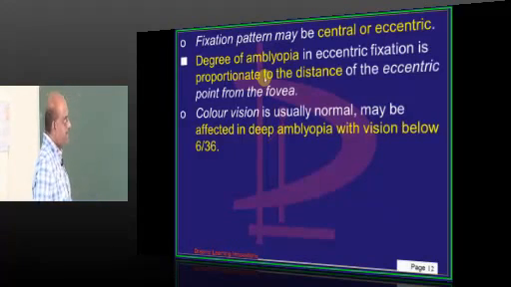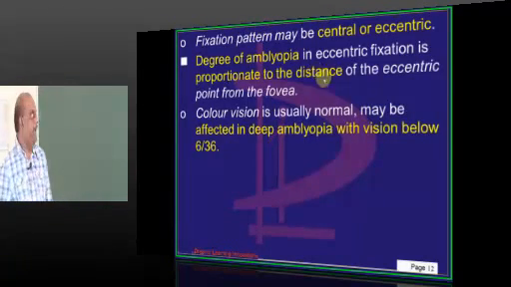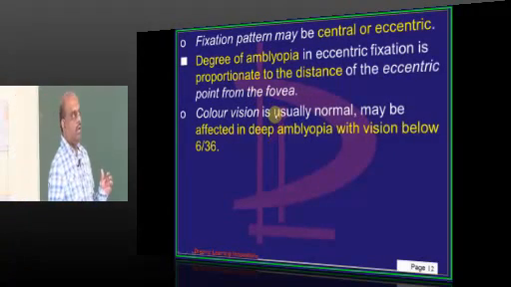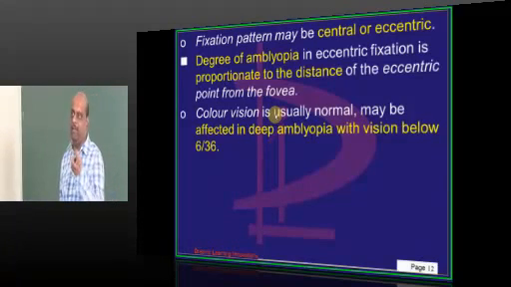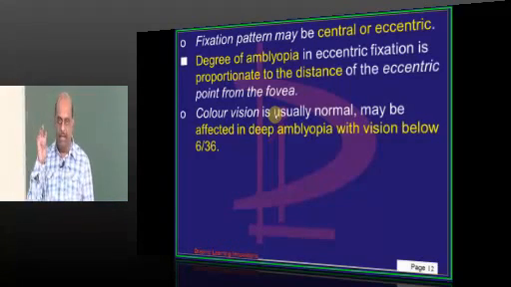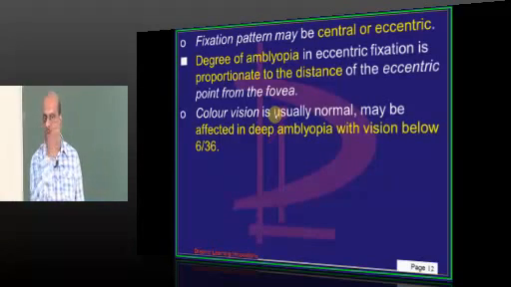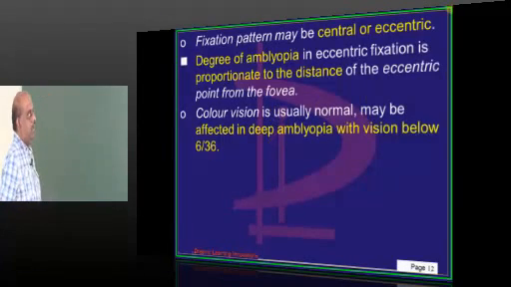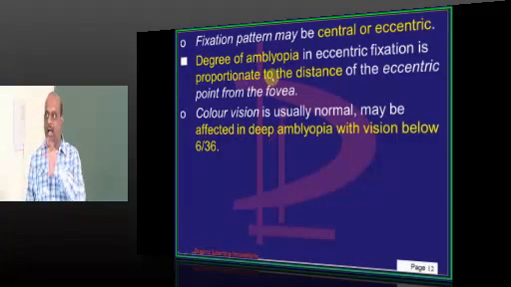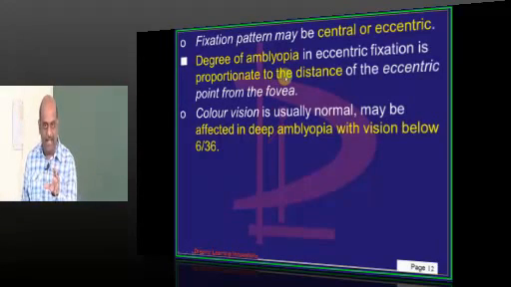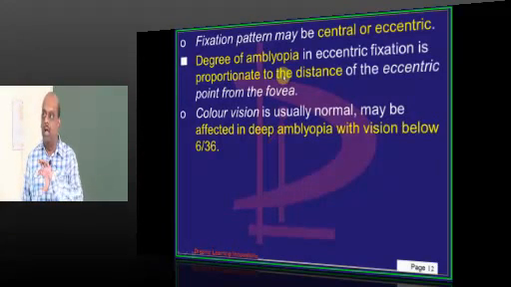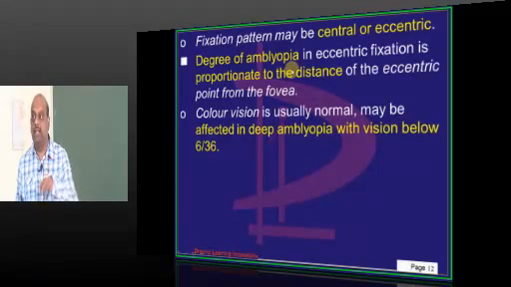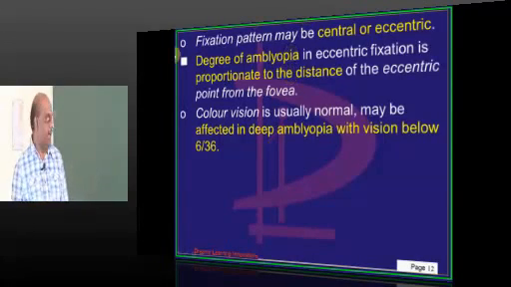Then there will be a fixation pattern which can be central or eccentric. Typically if one eye is having myopia or hypermetropia and the other eye is emmetropic, then the place where the image is falling in one eye is different from that of the other eye. So the amount of eccentric fixation happening in the amblyopic eye is an important measure of the degree of amblyopia.